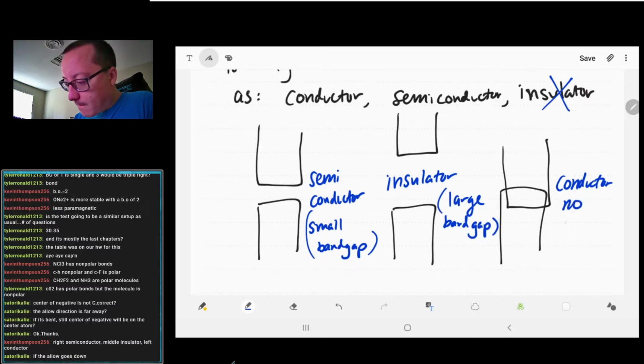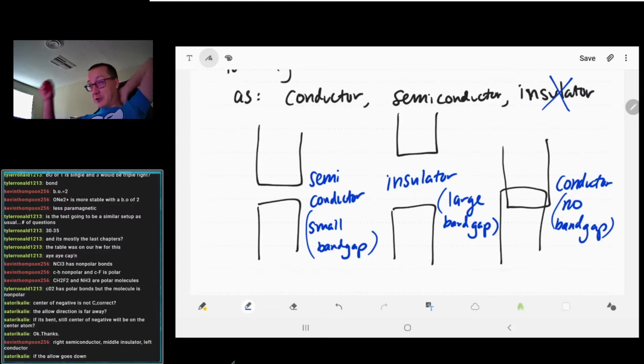And conductors would just not have any band gap. So, technically, your semiconductor could look like the conductor one if it was at really low temperatures or something, or if there were special conditions. But if you had to assign only one name to the one on the right, it would be conductor, right? Because we would want everything to overlap. Does this make sense?